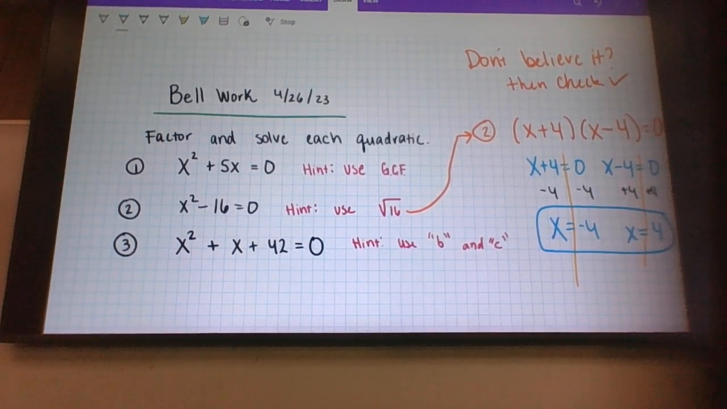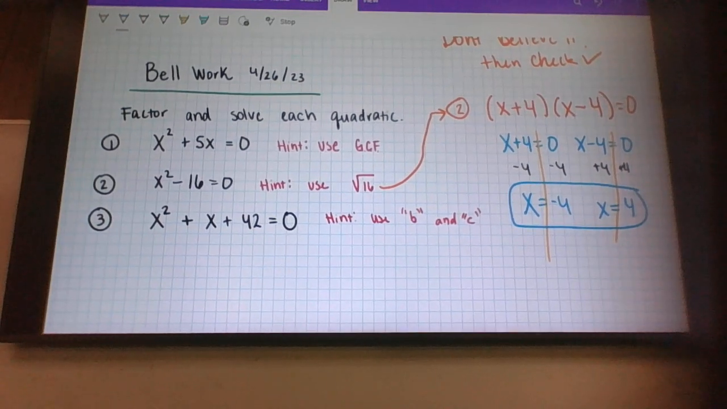Questions on number 2? Right here, I combine like terms. Negative 4 plus 4 cancel. I only do that because they happen to be opposites and cancel. You got anything else?